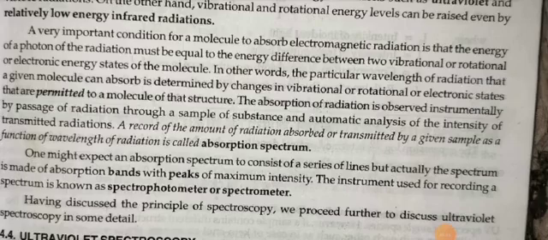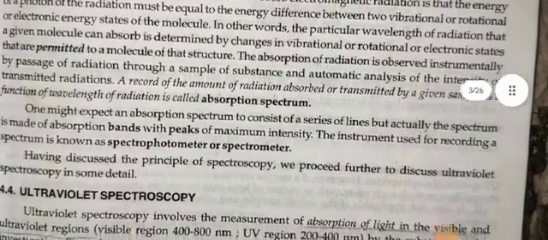radiation. A very important condition for a molecule to absorb electromagnetic radiation is that the energy of a photon must be equal to the energy difference between the two vibrational, rotational, or electronic states.